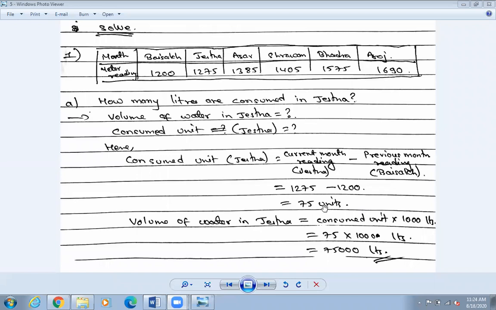75,000 liters of water. Okay, so how do we find it? Volume of water in the month equals consume unit into 1000 liters. Liters can be written as LTS, LT, LITERS or LITRE. You can write any of them. One is the American spelling, the other is the British word. So liter. Okay, so consume unit is how much? It is 75 into 1000. So you are going to get 75,000 as the answer.